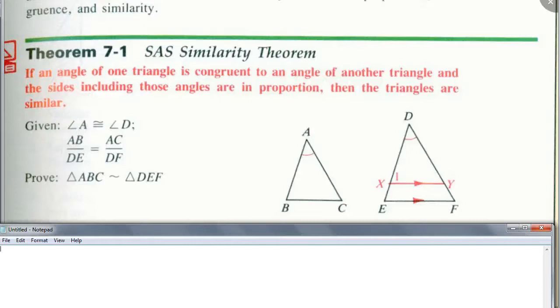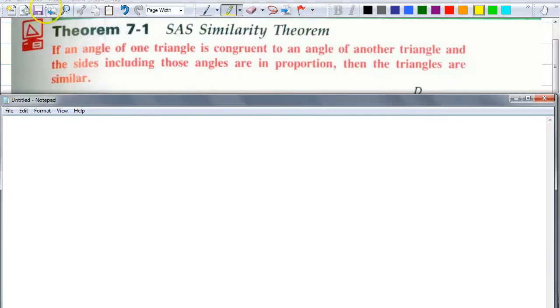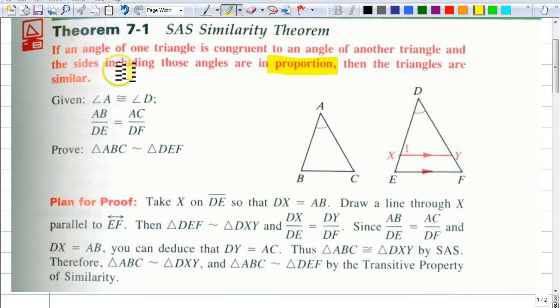Okay, so write that down. And we're going to prove this. Go ahead, guys. In this theorem, if I were you, I would highlight this part right here: the included angles. You have the included angle congruent, and what about the sides? An angle of one triangle is congruent to an angle of another triangle, and the sides including those angles are in proportion. That part is important, right?